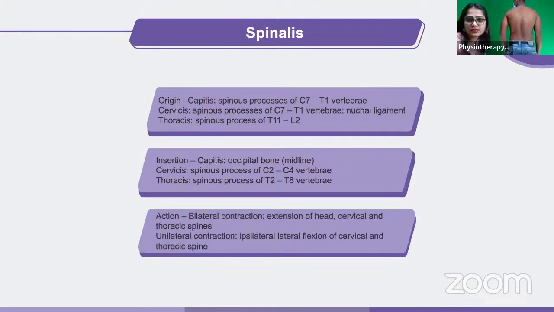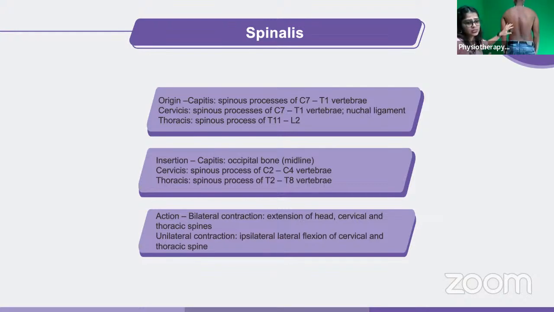This is about longissimus. Next is spinalis. Spinalis, as the name itself tells you, has its origin and insertion over the spinous process. It does not touch your transverse process. It also has three parts: thoracis, cervicis, and capitis. Only iliocostalis had origin from the lumbar region, that is lumborum or sacrum. Here it has thoracis, cervicis and capitis.